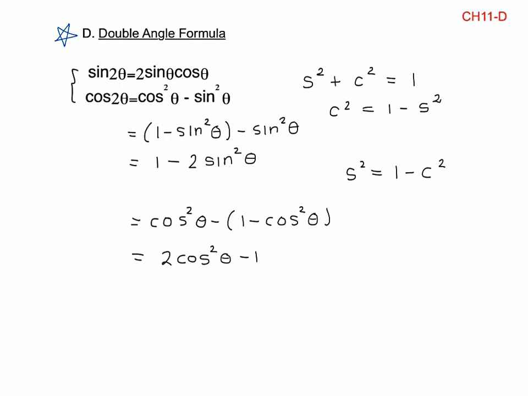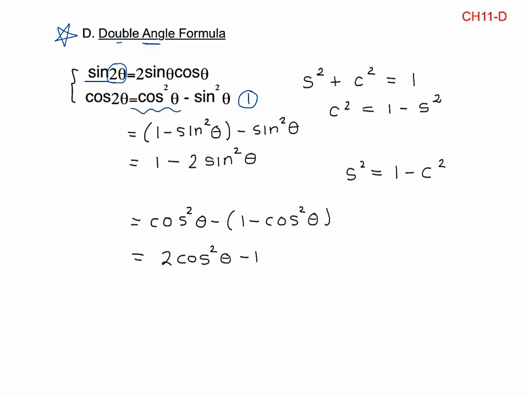For double angle formula, it means you're doubling the angle. So instead of sine of theta, you have sine of 2 times the angle. Sine of 2 times the angle is equivalent to 2 sine of theta, cosine of theta. The other one is cosine of 2 theta. Cosine of 2 theta is so special you're given 3 formulas. First one is cosine squared theta minus sine squared theta.